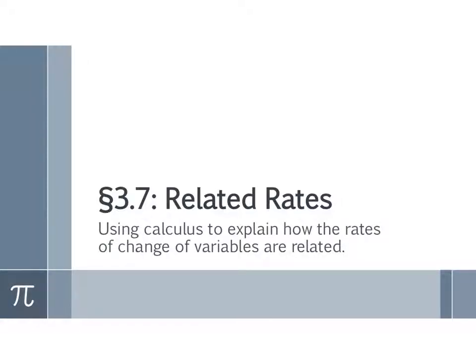So we'll look at section 3.7 and the concept of related rates. So we will be looking at how two variables change over time and how those changes in time relate to one another. Before you get started on this video, you might want to review some key concepts. Two key concepts you might want to review are, one, the chain rule, and two, the idea of the implicit derivative, or differentiating implicitly.